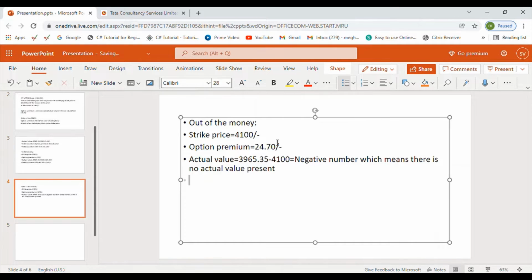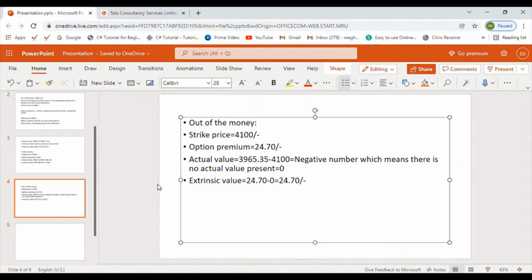Now, that means what? The entire premium is all about extrinsic value. So extrinsic value, when there is no actual value present, which we can treat as 0. So extrinsic value is 24 rupees 70 minus 0. That means the total option premium is extrinsic value only, and there is no actual value present at all.